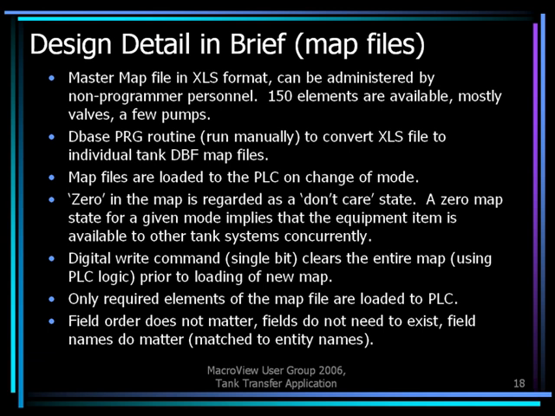On change of mode, when we're sending a new map, we use a single command write to clear the entire map before loading a new one in. That lets us cope with places where zeros and numbers don't necessarily overlap. Only the required elements of the map are loaded to the PLC, so where I've said I've got 150 elements, the routine that Doug has written to run the DBF files into the maps only sends the values where there's actually a non-zero map requirement by the PLC.